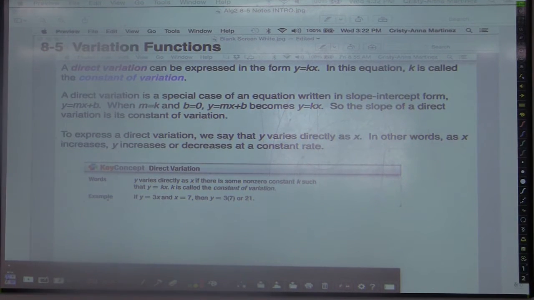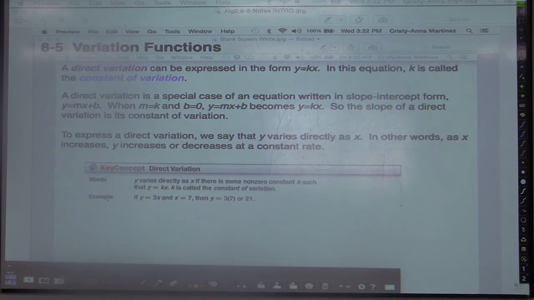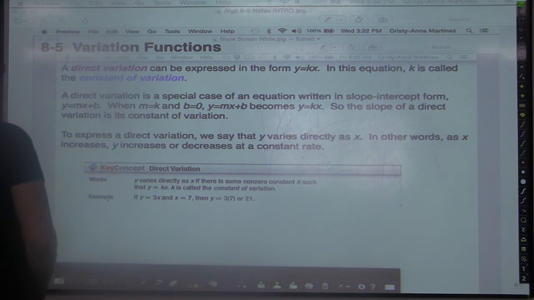Hello there, this is an Algebra 2 video. It is Chapter 8, Section 5, and today we will be discussing variation functions. Now we did do some variation in Algebra 1, and so I don't know how much of that you might recall, but here we have some vocabulary for you to get started.